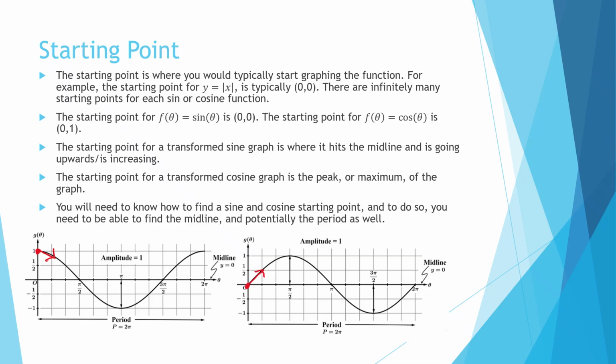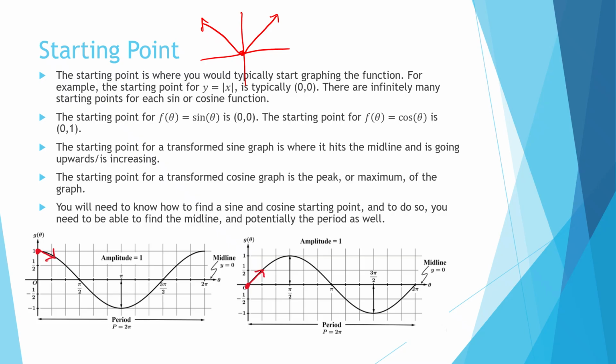Our starting point. Our starting point is where you would typically start graphing the function. For example, if you were to graph like an absolute value function, you would probably start the graph at 0, 0. That's where I started drawing that graph. And so this is going to be where we kind of start drawing the graph for a sine or a cosine function. It's going to differ between each one. And so there's going to be infinitely many different starting points that you could have, which means in some of these questions, especially in the short answer questions that you'll come across later, you can have multiple different answers for your sine or cosine starting point.